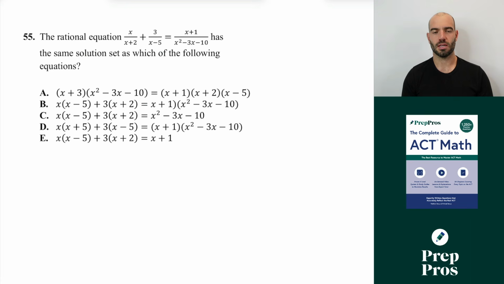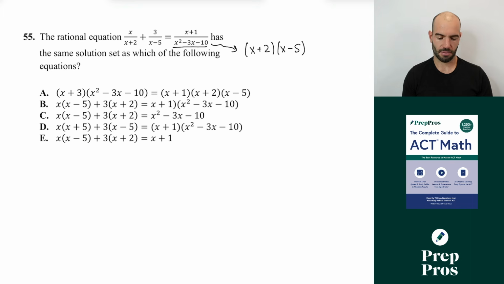So the trick to this one is it's asking you, can you combine these fractions and do the math out here correctly? Now, in order to make these fractions look the same and solve this out, we have to get a common denominator. So to do that, we have to recognize that our x squared minus 3x minus 10 is the same as x plus 2 times x minus 5.